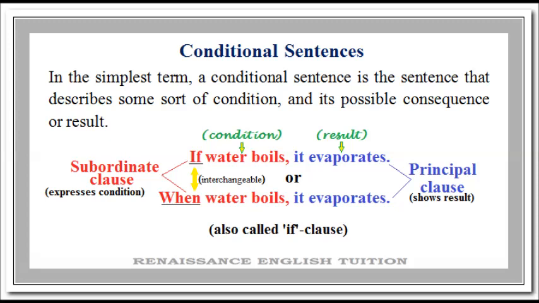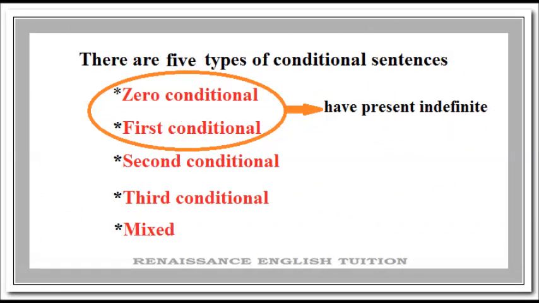Mostly the conditional clauses start with "if." That is why they are also called if clauses, even if they start with "when." This is because "if" can replace "when" and vice versa. There are five types of conditional clauses: zero conditional, first conditional, second conditional, third conditional, and mixed ones. But today we shall discuss only those conditionals which may have the present indefinite tense in them.